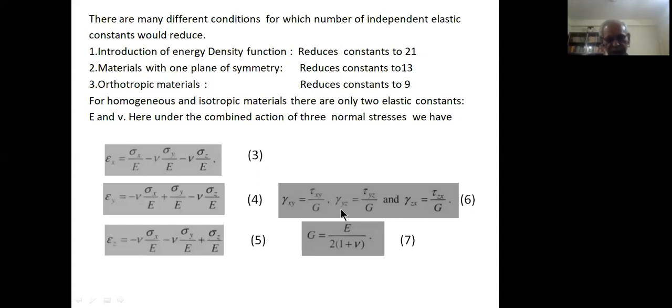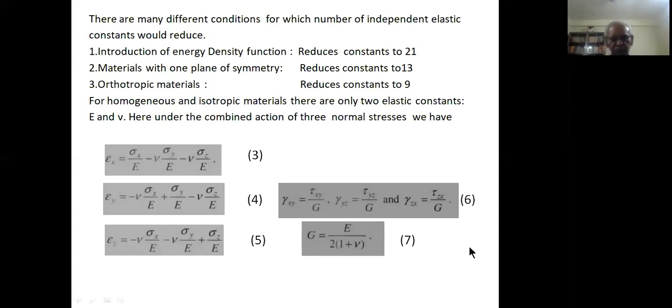And gamma yz is equal to tau yz by G. Again, G is the shear modulus, and gamma xz or zx is equal to tau zx by G, which is again the shear modulus. And the elastic modulus and the shear modulus are related like this, which I think you have learned in your earlier lessons.